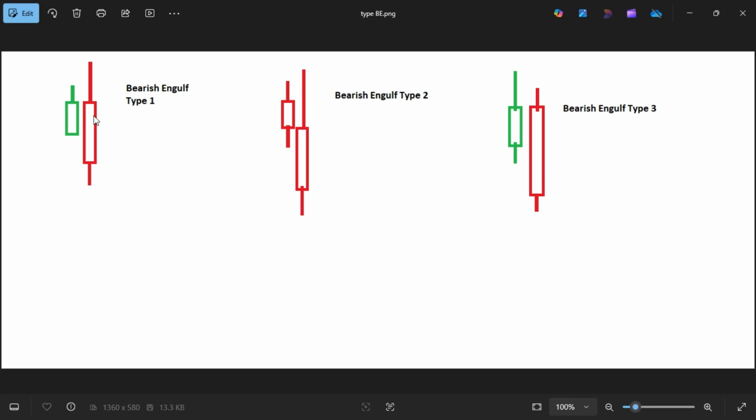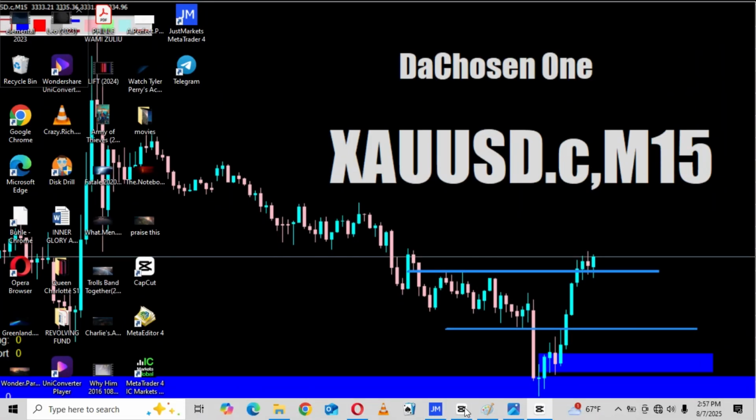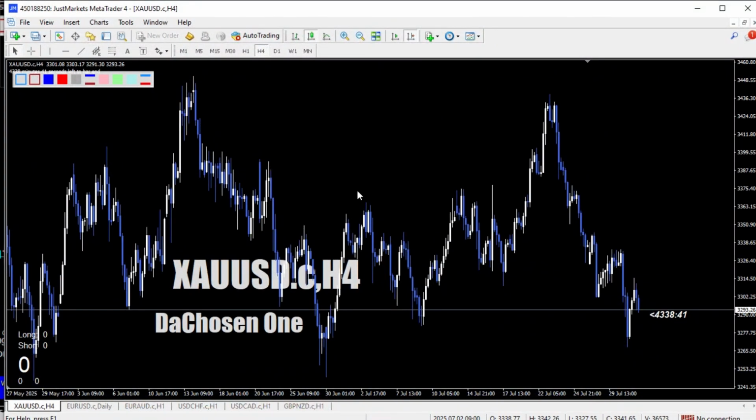With type 1, you have to make sure that the shadow and the body of the second candlestick engulf the first candle's shadow and body. So let's go into the charts and see some live examples.